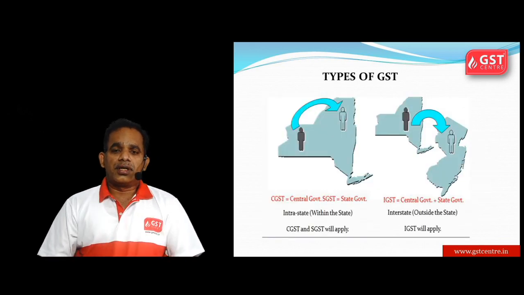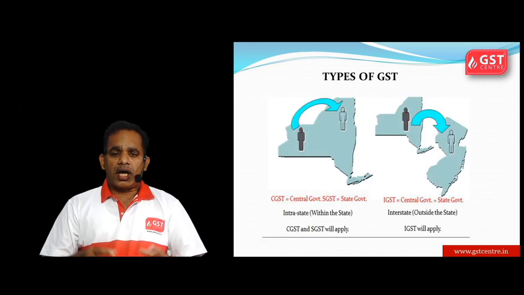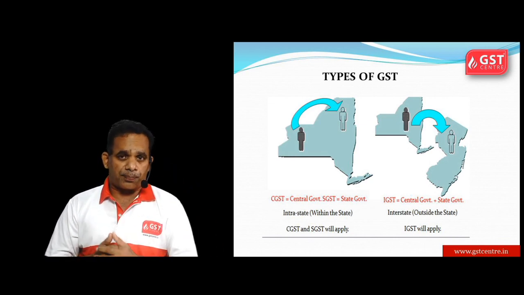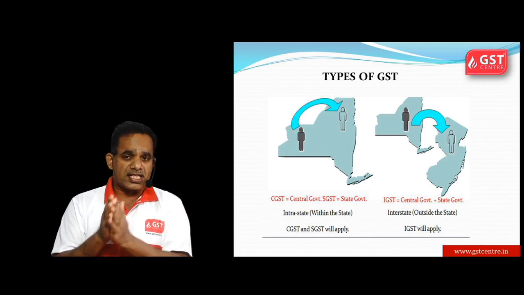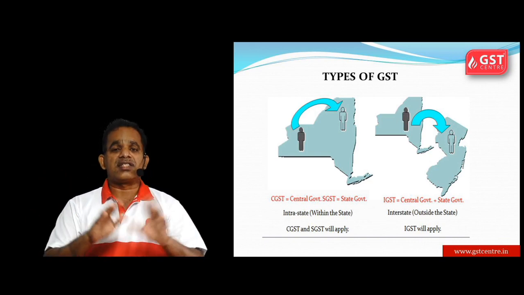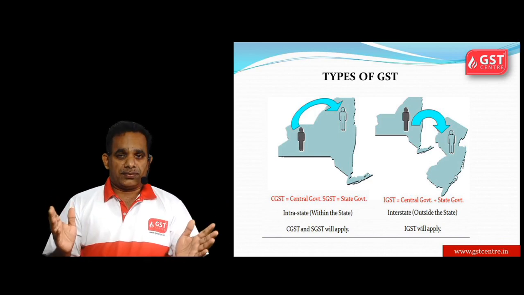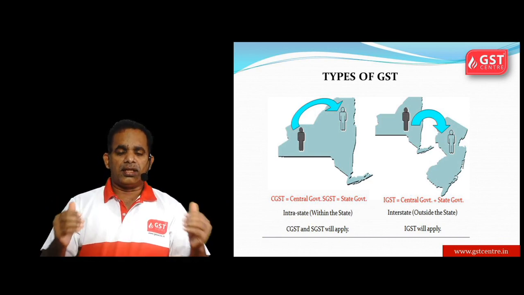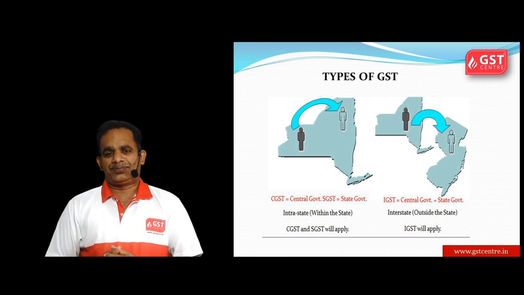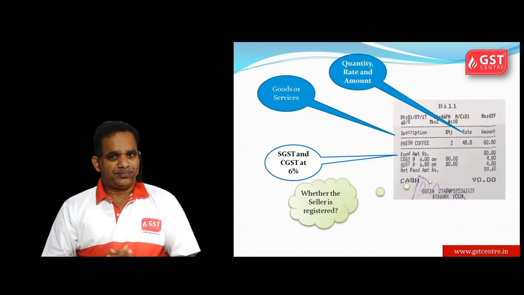I have already told you, if it is intrastate supply, CGST and SGST will be applied. And if it is interstate, IGST will be applied. So you can see this image and can understand and remember this concept. Let us take a bill.